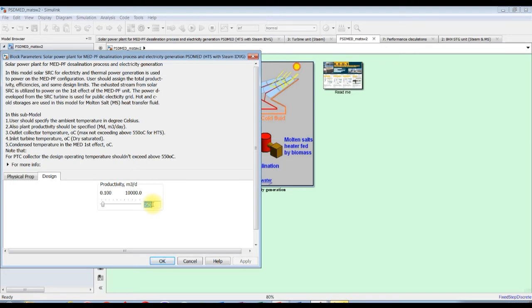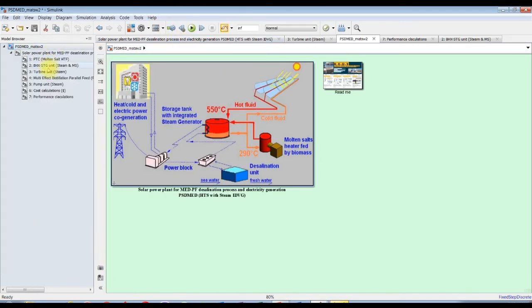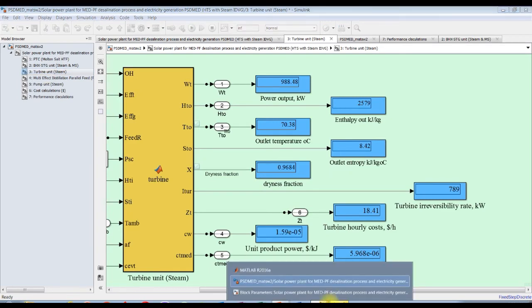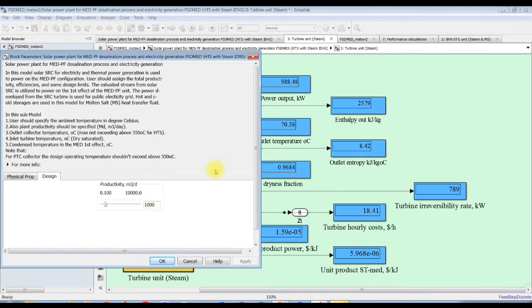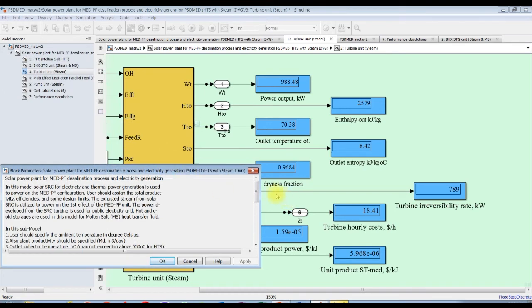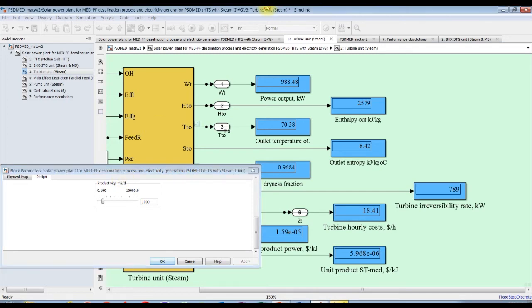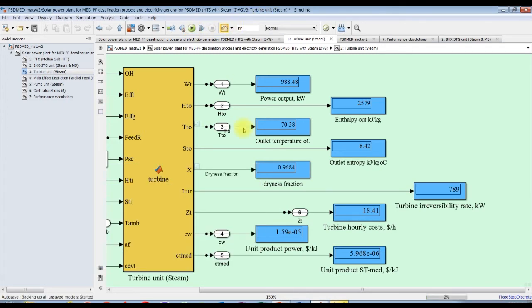I'm going for 1000, for example. Let's see the effect on, for example, the turbine unit. Let's see here. Let's see if we change it. Let's hit run.